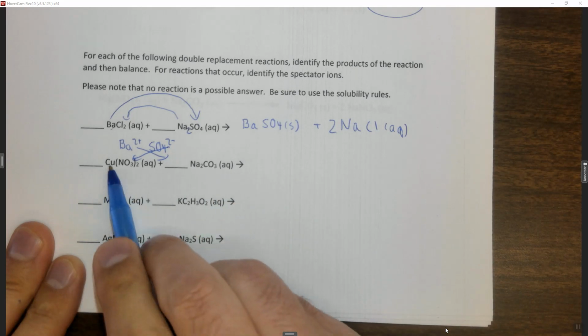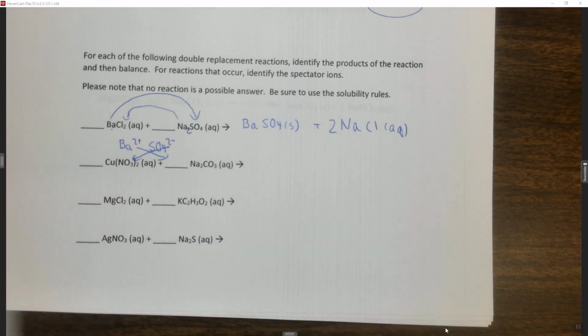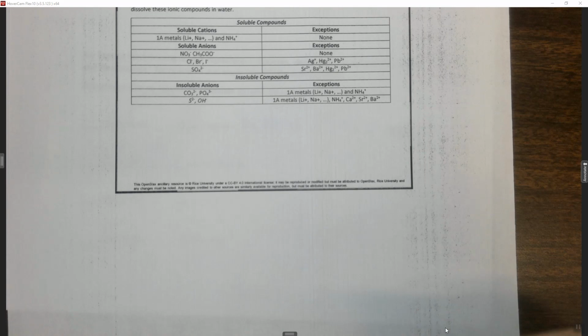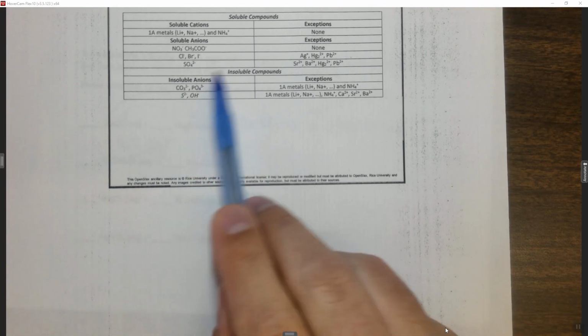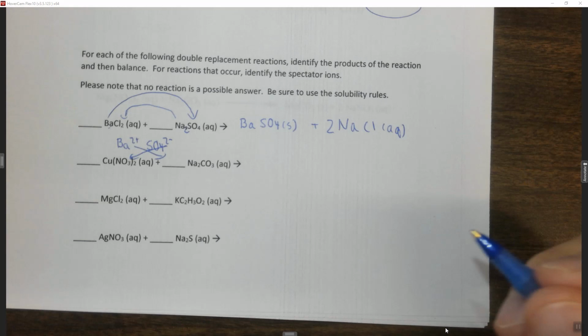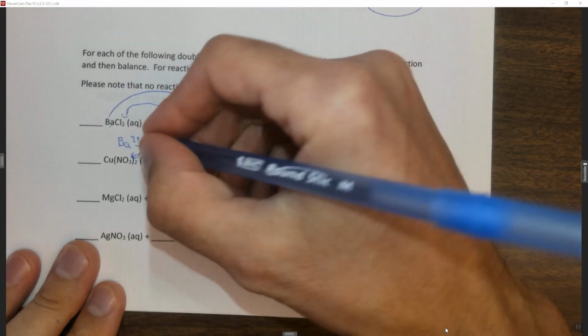So let's take a look. Copper and carbonate, let's look at our solubility rules. I'm going to find copper on here, but you can't find carbonate. Carbonate's on the bottom, so it's generally insoluble, and copper is no exception. So we can go ahead and find the formula.